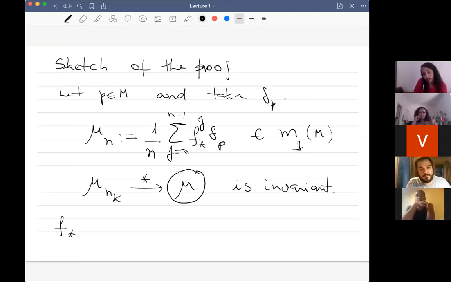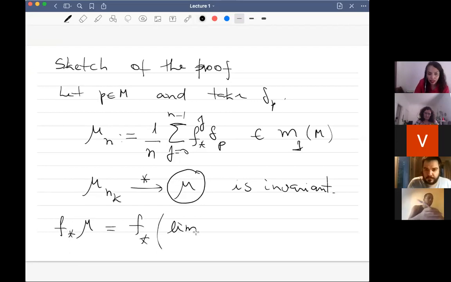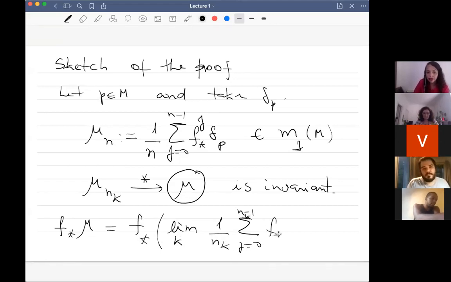Well, I need to prove that this is really invariant. It's not hard to see: we can prove it by showing that f star mu is equal to mu. Mu is the limit of mu n k. So f star mu is the limit on k of 1 over n k, sum over j between 0 and n k minus 1, of f star j delta p. But we said that f star is continuous, so it can enter in the limit.